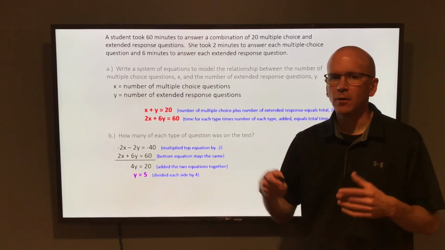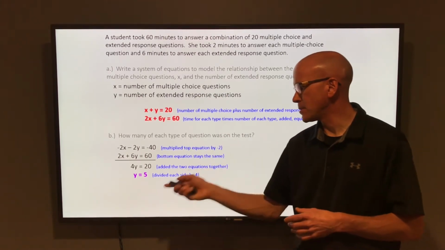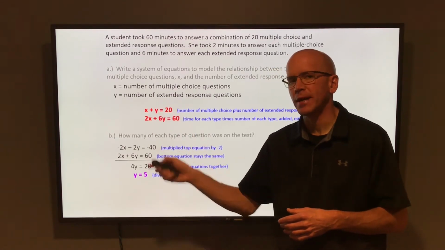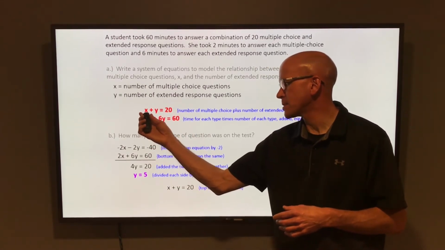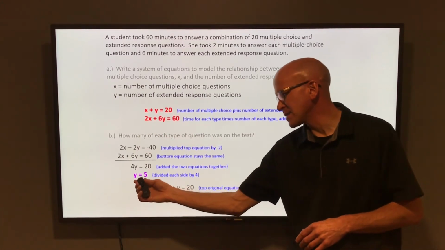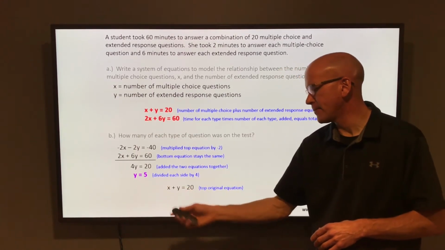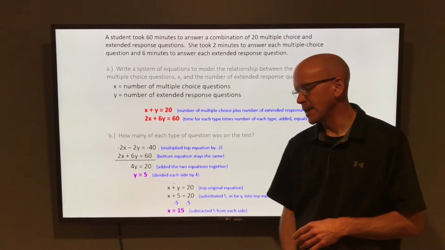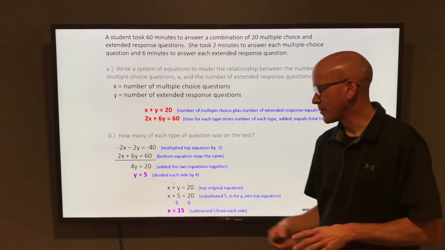Or you can follow along with what we've been doing and substitute in. Y is 5. You can take that, substitute it into any equation up here with an x and a y. The easiest one to substitute into is this one, x plus y equals 20. We know that y is 5, so substitute that 5 in for y. It'd be x plus 5 equals 20. Subtract 5 from each side, as I told you before, x equals 15.